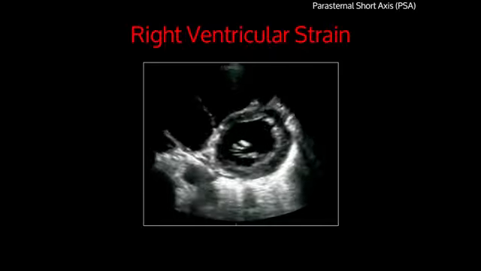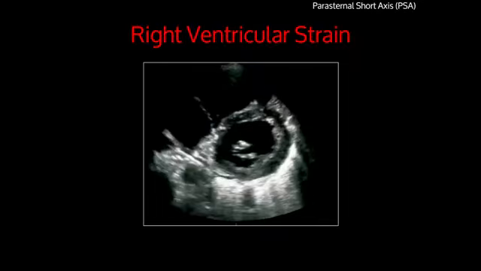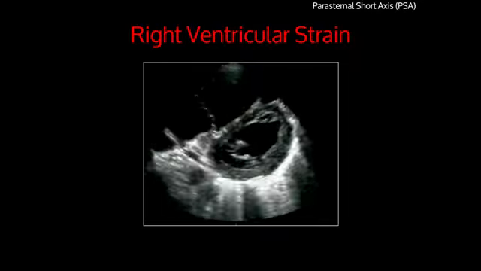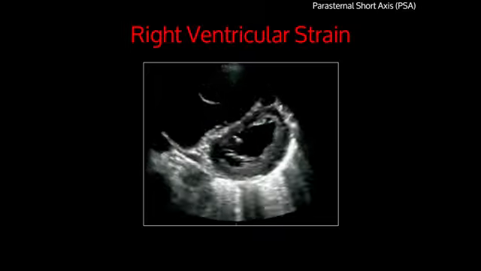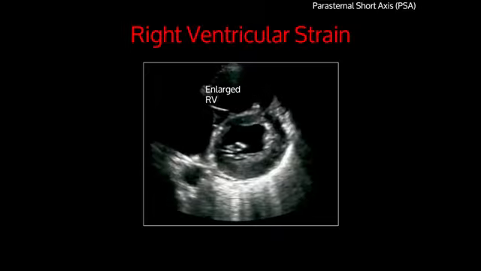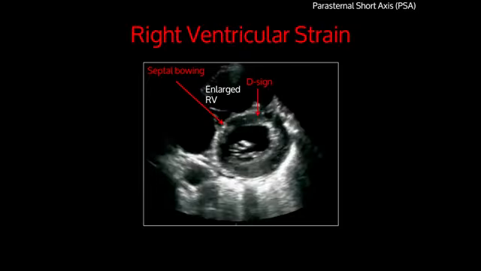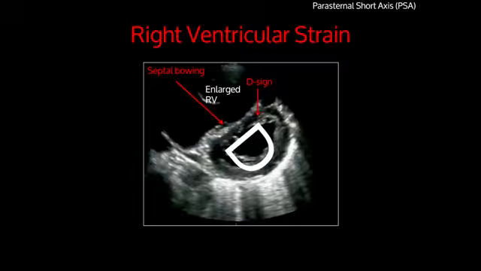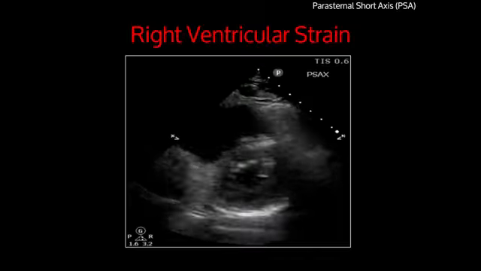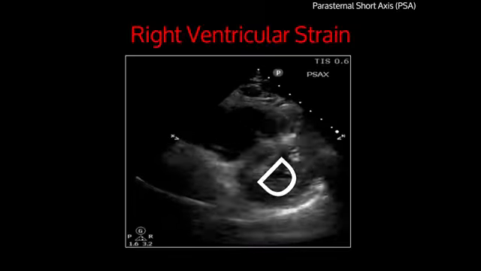You can also assess for right ventricular strain in the parasternal short axis view. Here we see an enlarged RV and septal bowing showing something called the D sign, where the pressure of the right ventricle is great enough during systole to actually cause the IVS to bend in towards the LV. Here's another image demonstrating the D sign.